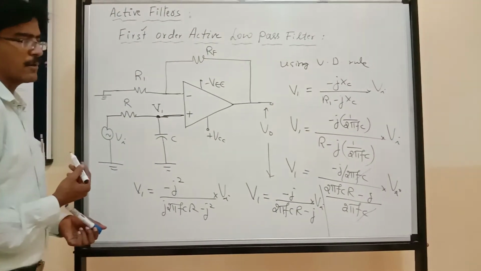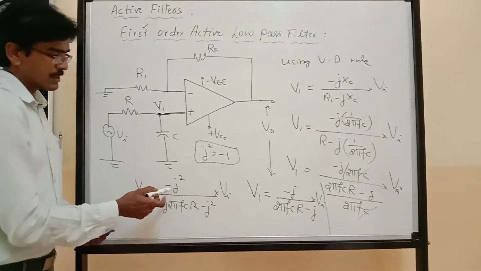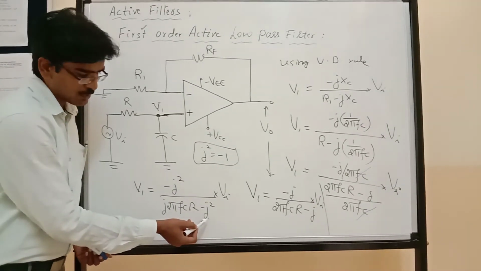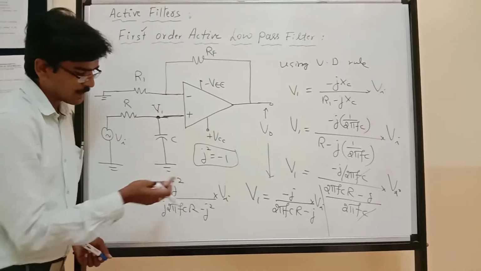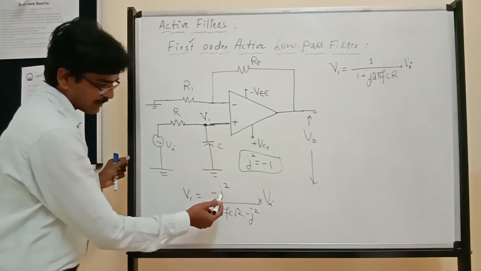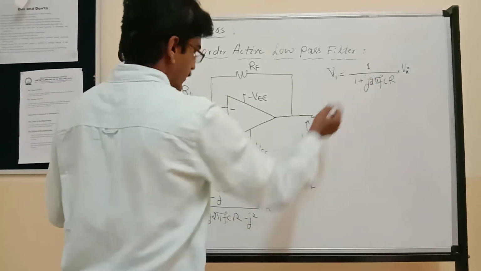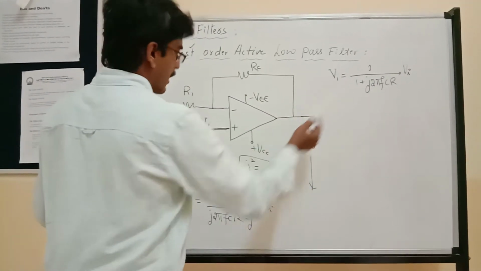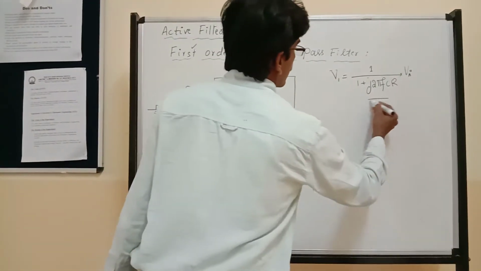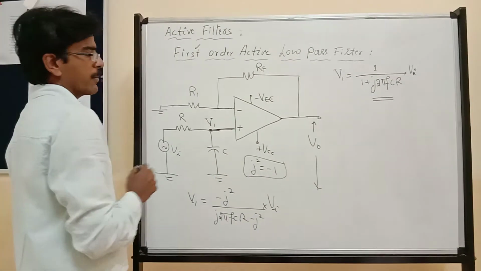Now what is J square value? J square value is equal to minus 1. So if I substitute minus 1 here, it becomes plus 1. The next step, what happens? Substituting minus 1 here and minus 1 here, we get the numerator plus 1, and this becomes minus 1 into minus 1 plus 1, that is 1 plus J 2 pi FCR into VI. Now this is the equation, that is the voltage at the non-inverting terminal of this op-amp.